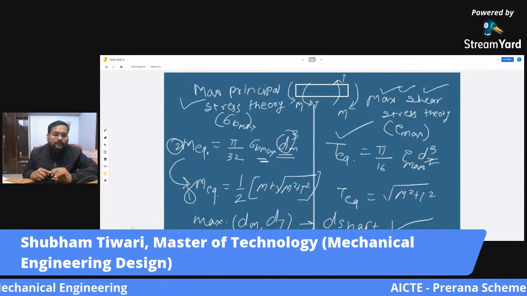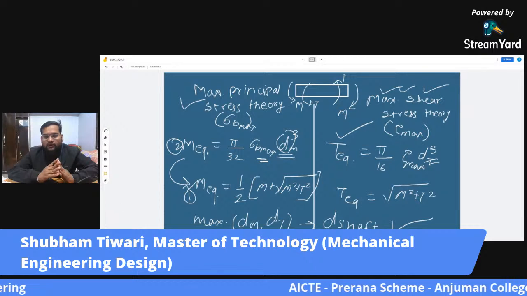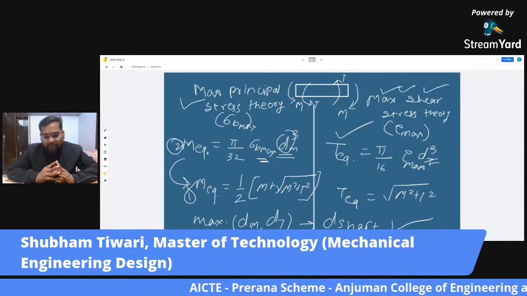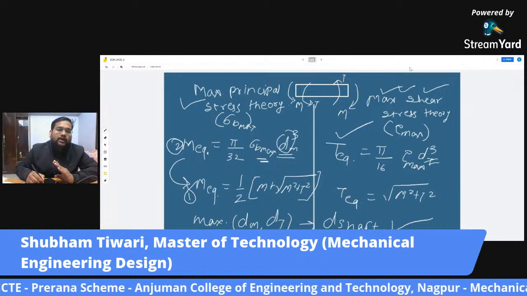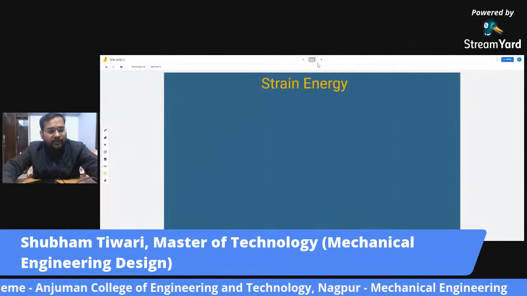So this was all the discussion about torsion as well as the stresses in shafts. Now we are going to look at the next chapter, which is strain energy.